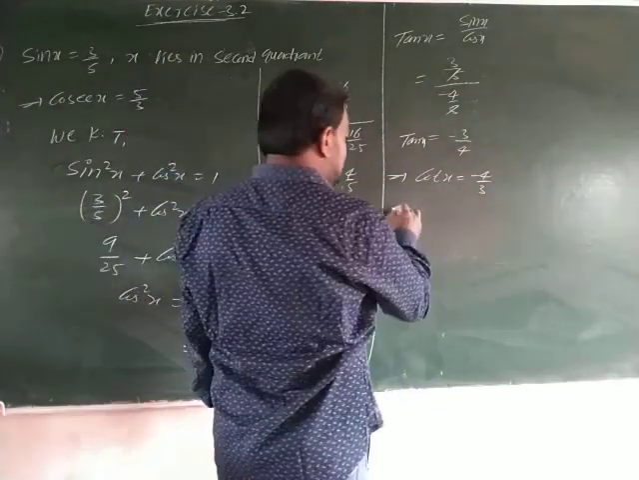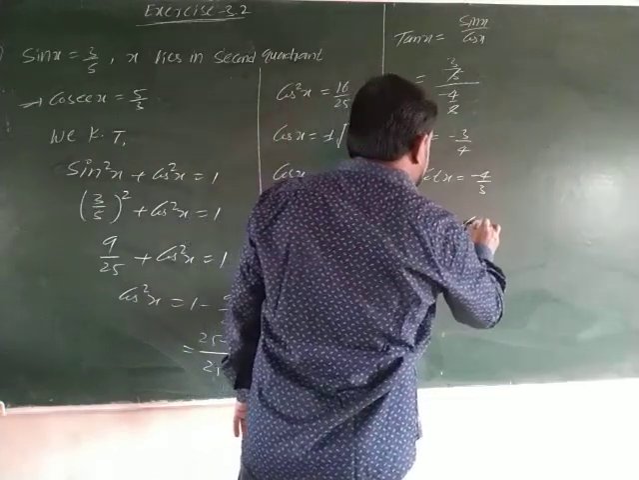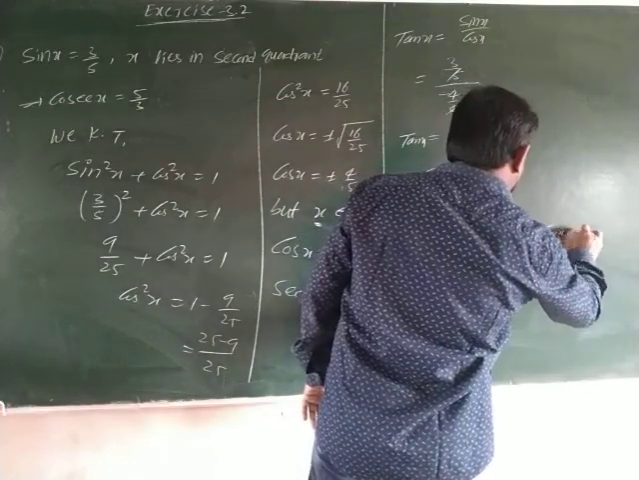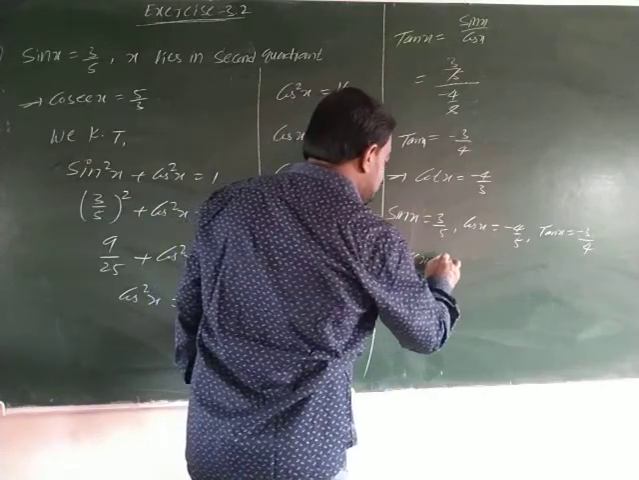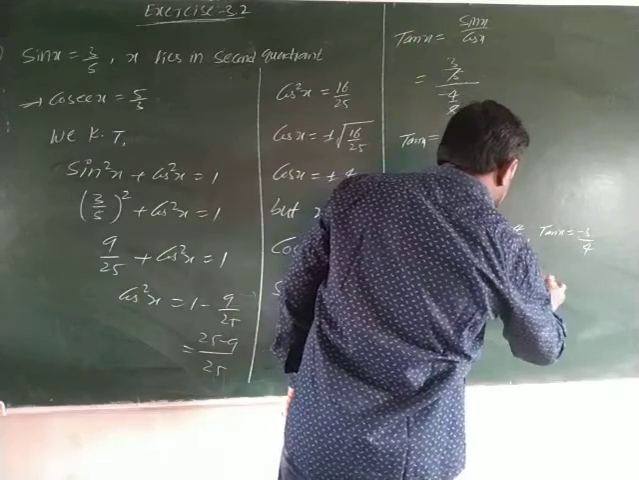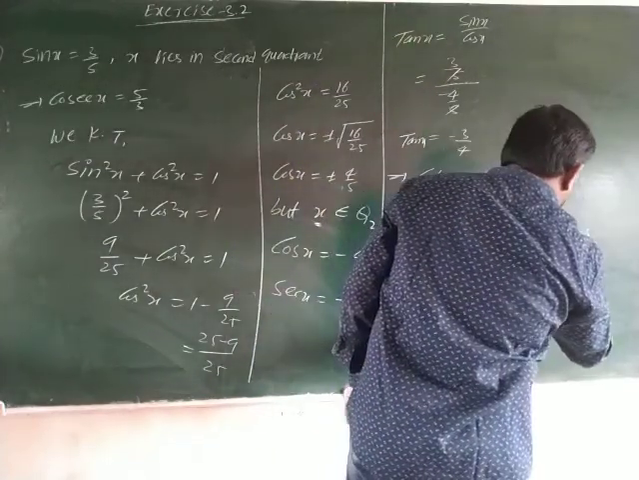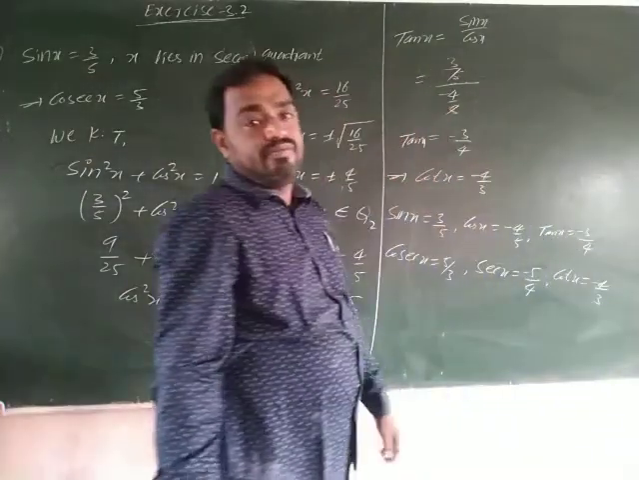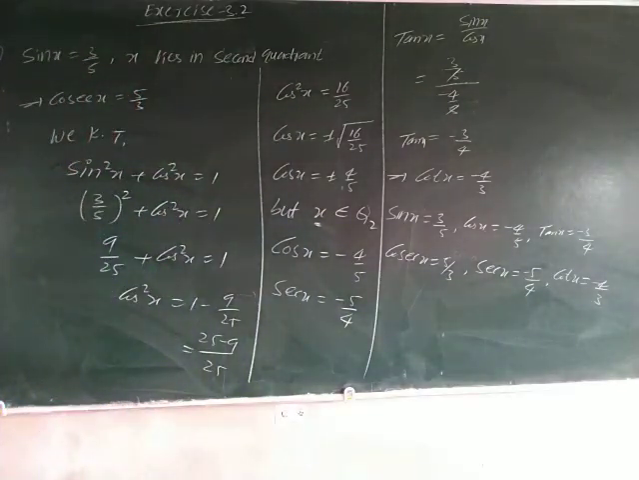Therefore, you write all the values once. Sin x is 3 by 5. Cos x is minus 4 by 5. Tan x is minus 3 by 4. Cosecant x is equal to 5 by 3. Secant x is equal to minus 5 by 4. And cot x is equal to minus 4 by 3. Okay, this is the answer. This is the second one's answer.